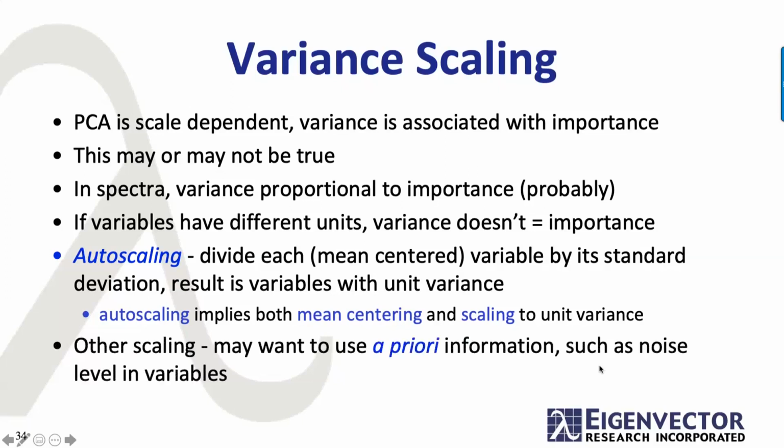There are other scalings that you might want to use, such as noise level in the variables. In other techniques, such as mass spec, you might want to use Poisson scaling. So there are other variations. Here, though, we're really just going to stick with mean centering because we do want to emphasize where we see the most variation in the data.